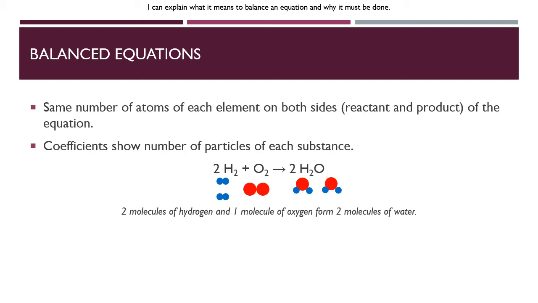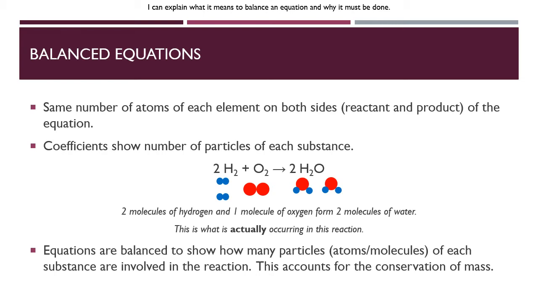So in other words, because these coefficients show us the number of particles, we can see here that 2 molecules of hydrogen and 1 molecule of oxygen will form 2 molecules of water. That's actually what's occurring in this reaction. Before, when we just wrote H2 plus O2 produces H2O, that tells us all the substances involved. It does not really tell us how the reaction is actually occurring. This does. I can see very clearly here that I will have 2 molecules of hydrogen combined with 1 molecule of oxygen to give us 2 molecules of water.